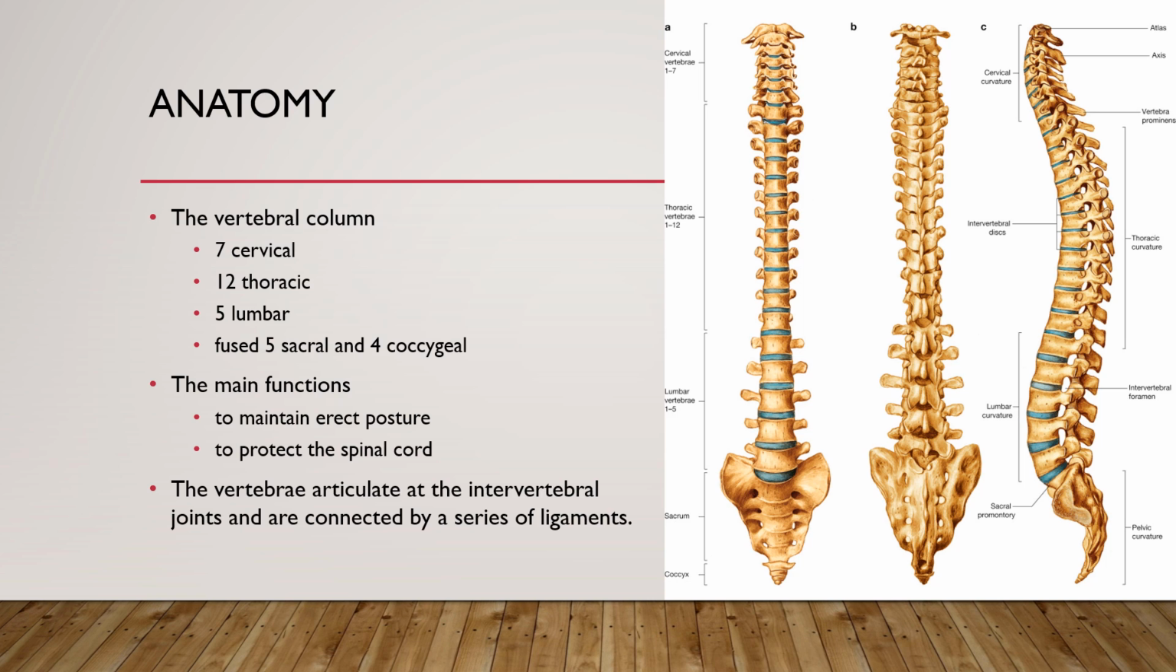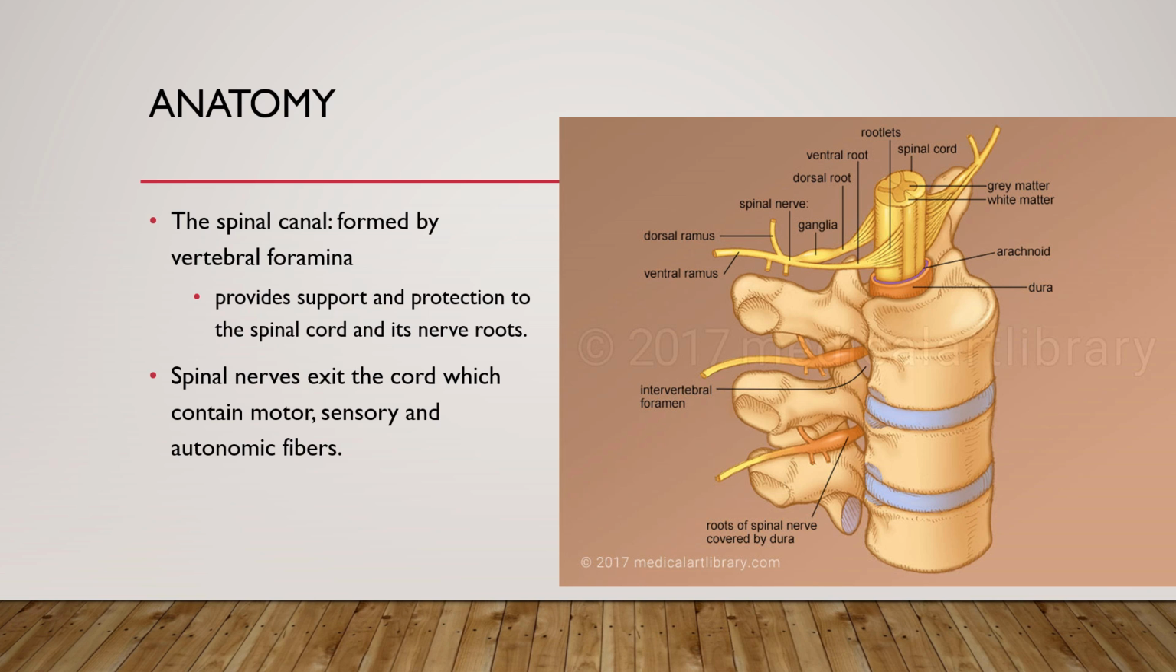The main functions of the vertebral column are to maintain an erect posture so you can stand up straight, and to really protect the spinal cord because it's a very sensitive organ. The vertebrae articulate at the intervertebral joints and are connected to each other by lots of different ligaments.